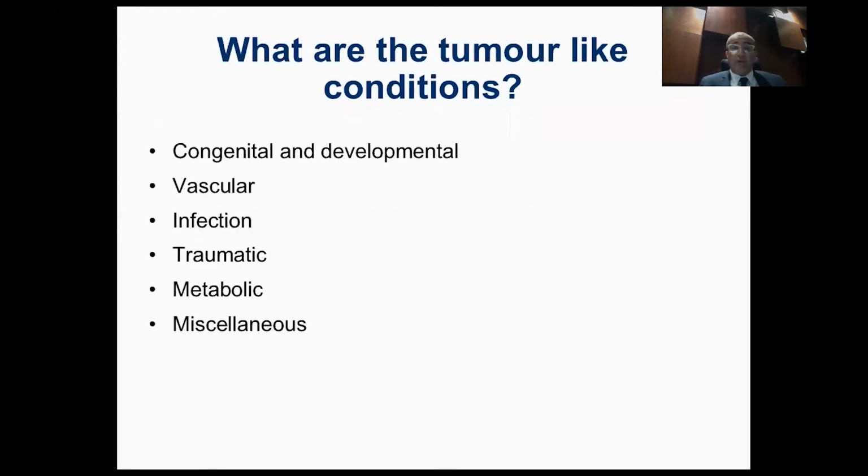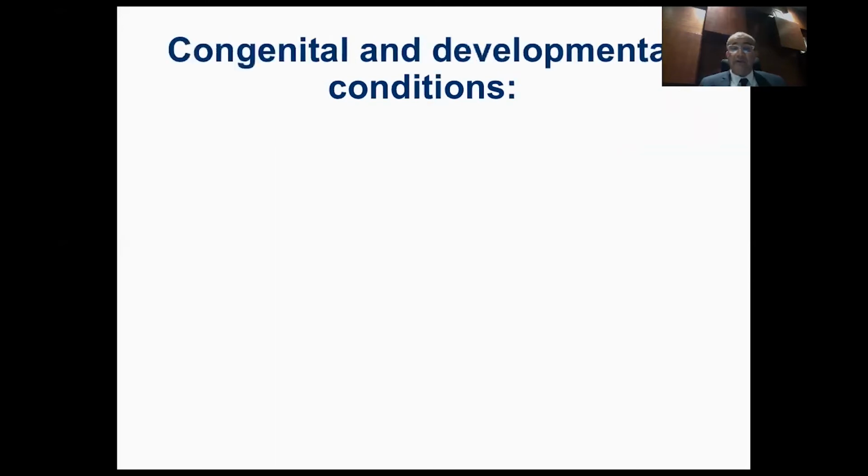So, what are these conditions? How do we classify them? Well, we'll use the traditional classification that we've been using since we entered med school. They're either congenital and developmental conditions, vascular conditions, infections, traumatic conditions, metabolic conditions, or miscellaneous. So we'll start with the congenital and developmental conditions.